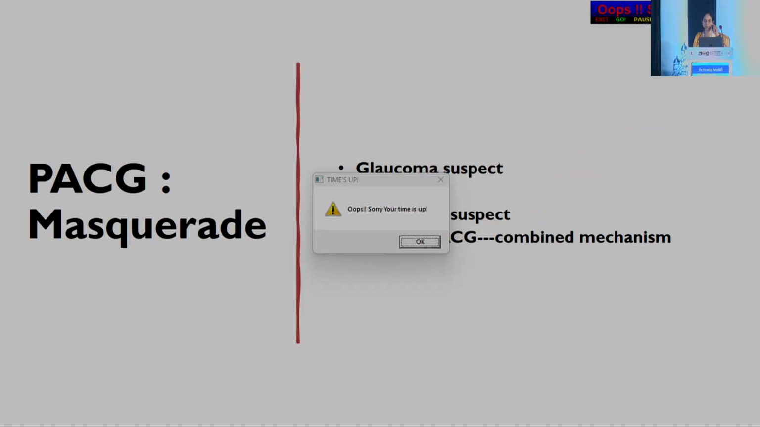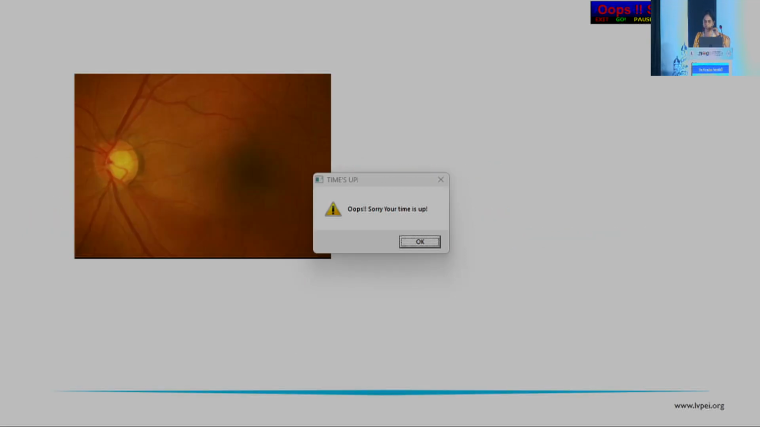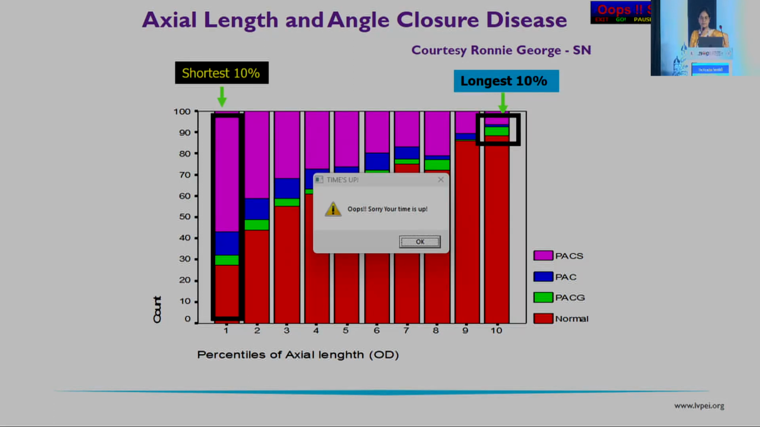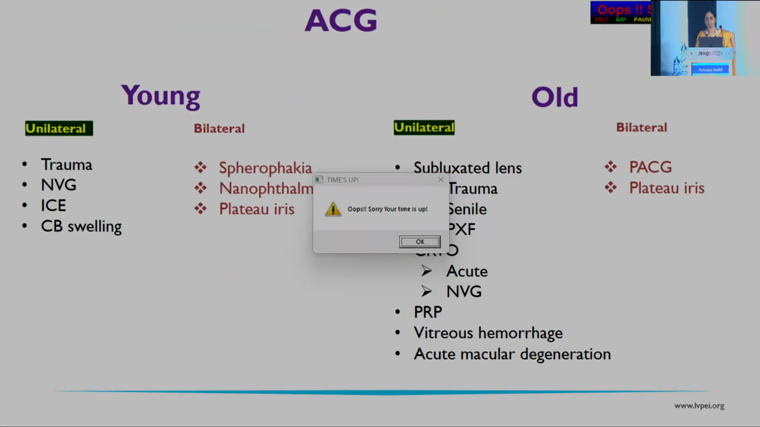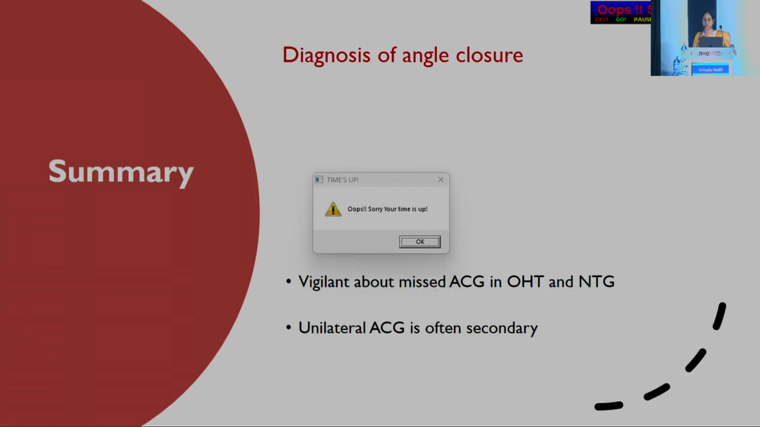And always remember, PACG can be a masquerade of glaucoma suspect and normal tension glaucoma patients as well. This is the last slide. I would say that with angle closure, while primary is most common, remember that there are young people who are presenting, or those who present with unilateral angle closure. So you need to remember that there could be secondary causes that need to be ruled out as well.